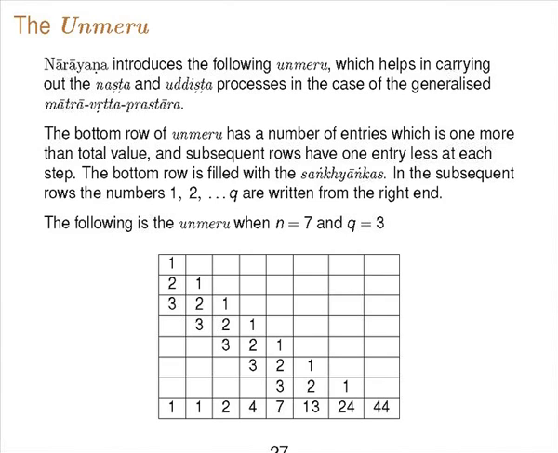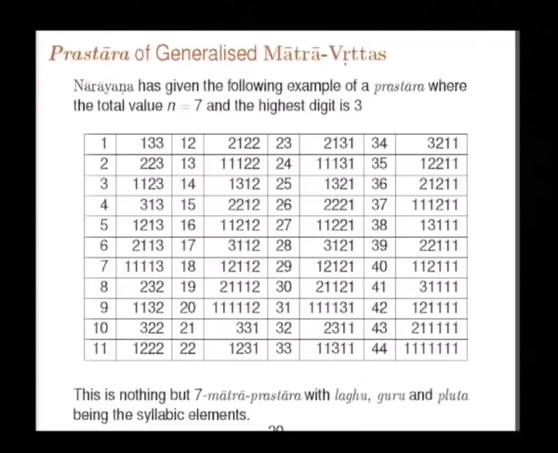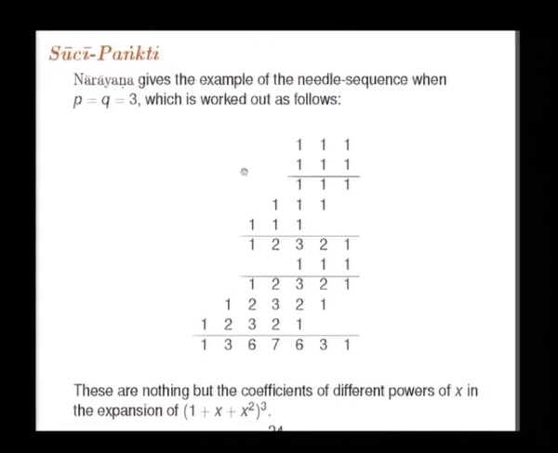When q is equal to 3, you will get this sequence. Now you are looking at the situation where n is equal to 7, put the 8 elements in the bottom row to consider the Nashta Uddishta problem. What is the Nashta Uddishta problem? We have this Prastara, I want to know where 1, 1, 2, 1, 2 appears, or I want to know what is the 39th row. This problem I want to solve, and Narayana solves this with the Unmeru.